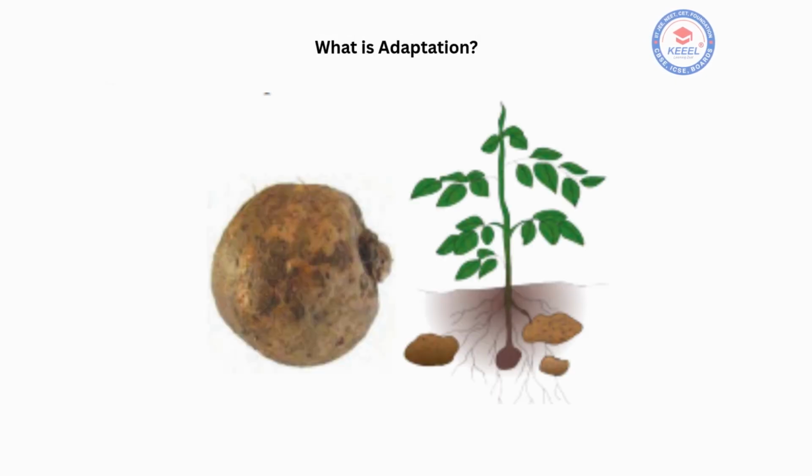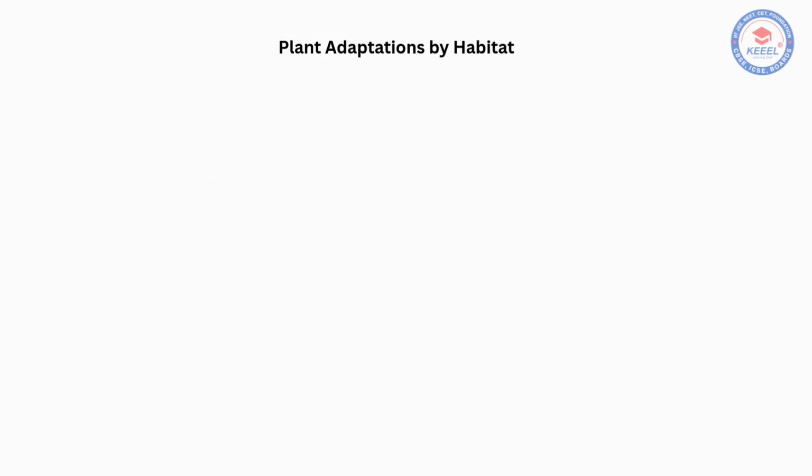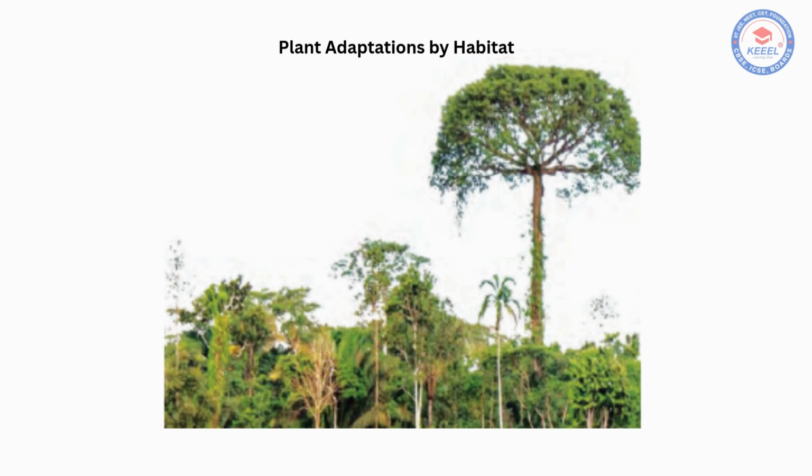What is adaptation? Living things need to survive in their surroundings. Over many years, their body parts or behaviors change to suit their habitat. These helpful changes are called adaptations. For example, a camel has long legs and stores water in its body because it lives in the desert. Plant adaptations by habitat.